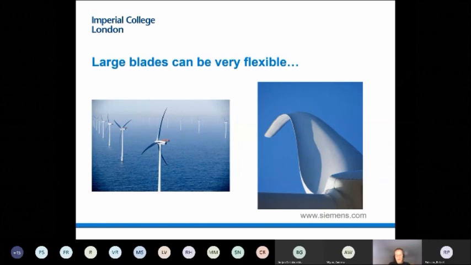What you see here is a snapshot of a Siemens blade under high wind, and this thing that you see here is indeed how much the blade is deforming as it goes.